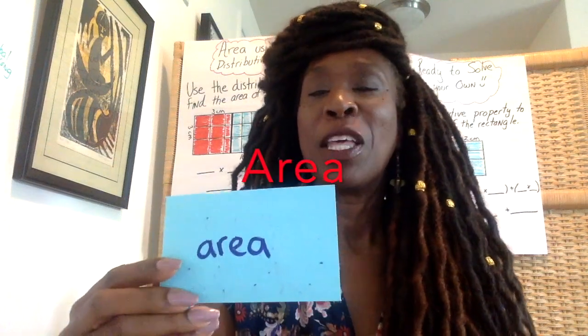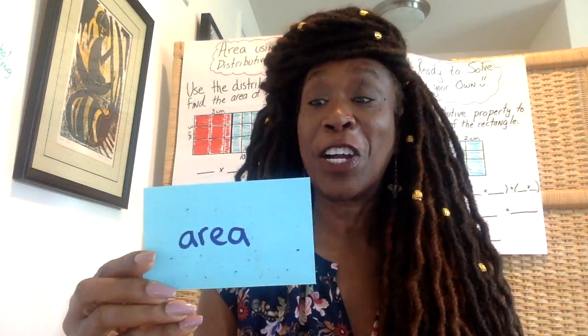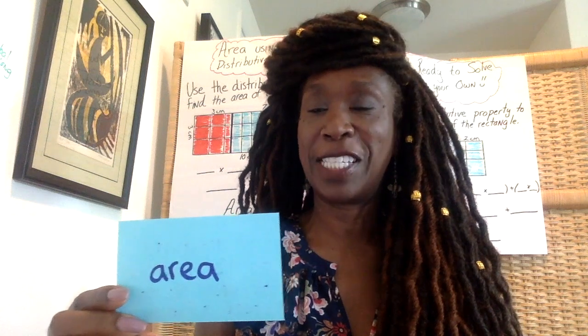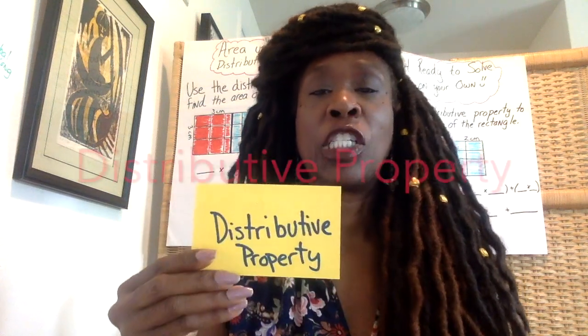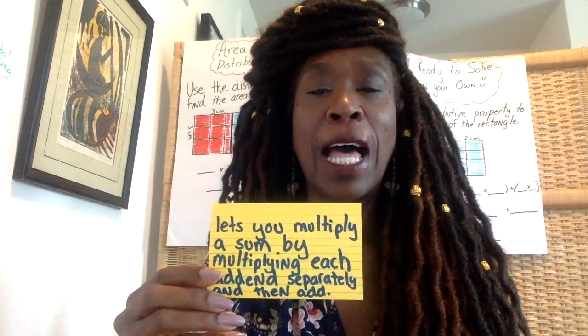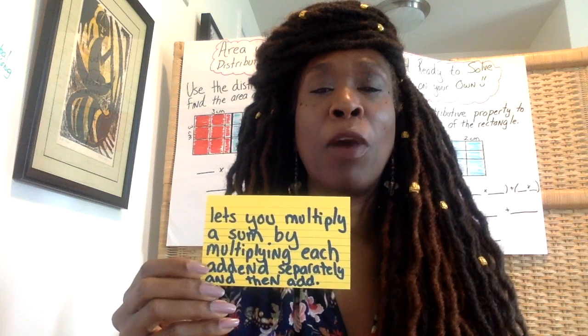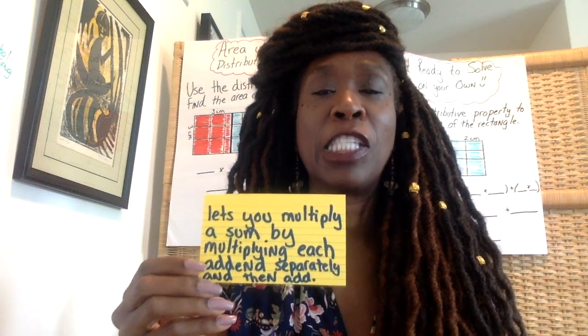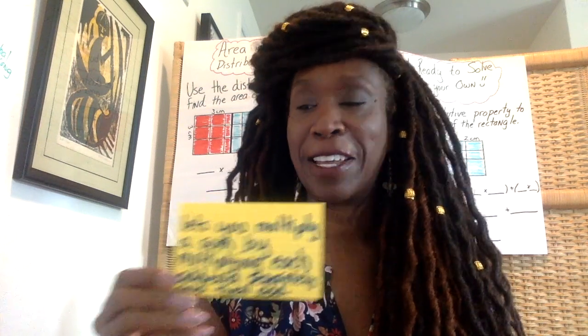Area, the measure of the number of unit squares to cover a flat surface. Distributive property, it lets you multiply a sum by multiplying each add-in separately and then add.